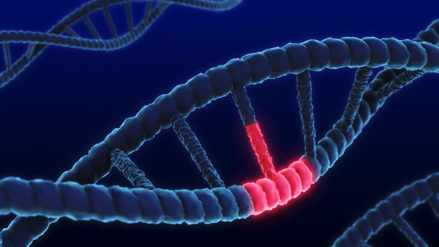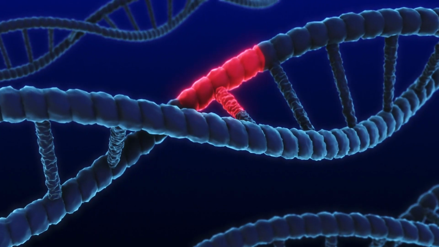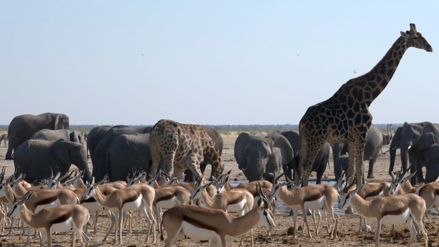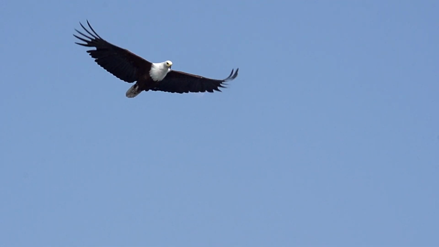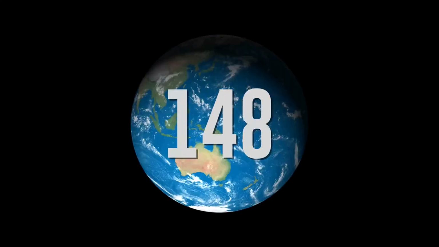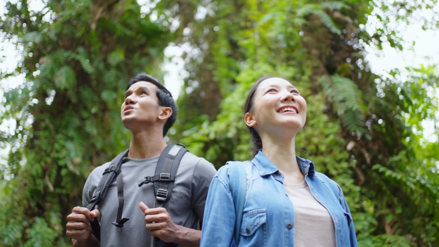As organisms evolved, genetic mutations, changes in the DNA sequence, introduced genetic diversity. Natural selection acted on this diversity, favoring traits that increased an organism's chances of survival and reproduction. Over time, this process led to the evolution of new species and the incredible diversity of life we see today.